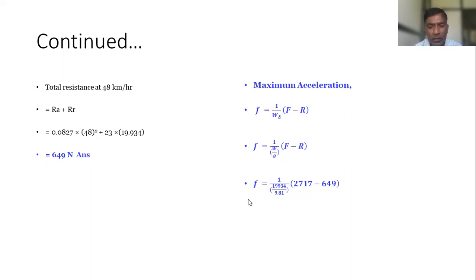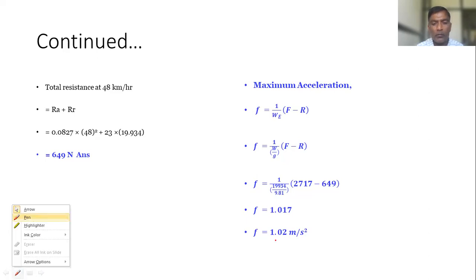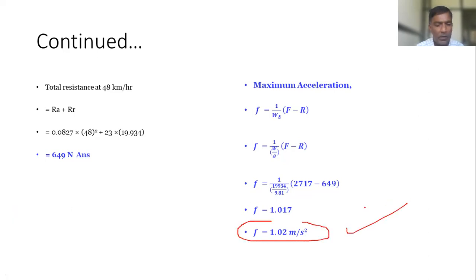Okay, up to this completed? Yes, sir. Okay. Then what is the final value for F? Calculate. 1.01 meter per second square. 1.017 approximately, we can write 1.02 meter per second square. Okay, this is the second bit we got.